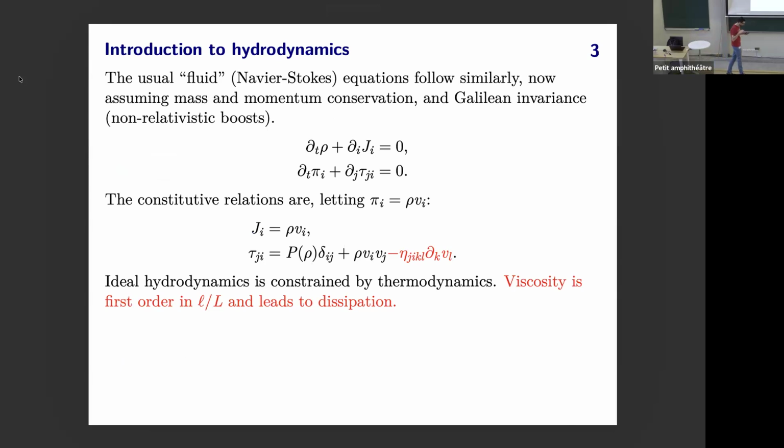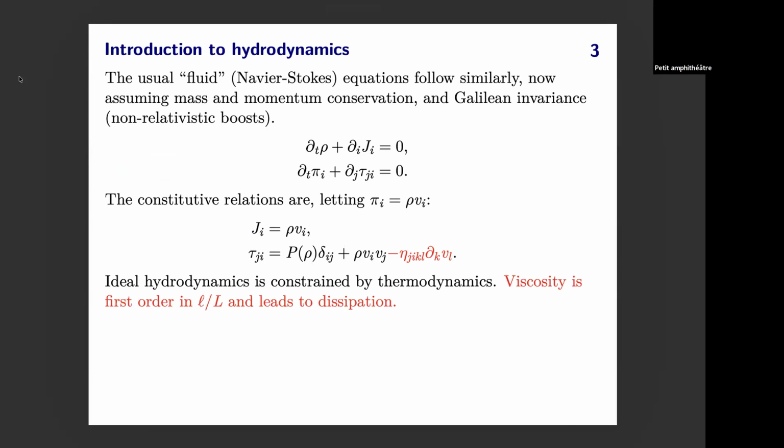So for ordinary liquids and gases, one just carries out this same procedure, but keeping a few more degrees of freedom around. In this talk, we'll focus on essentially just mass or charge and momentum conservation given here. And with Galilean invariance, mass and momentum conservation, one arrives at these equations. Okay.